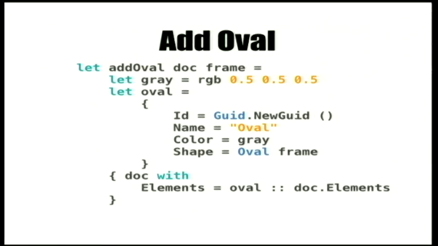So here, for example, I want to add an oval to my document. This is where things get interesting. We are never going to mutate state. You might have heard in every previous discussion prior to mine that state is evil and mutating state is evil. Well, that's the truth, and you should believe it.